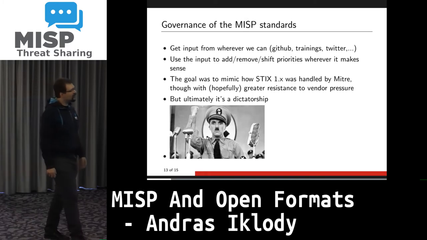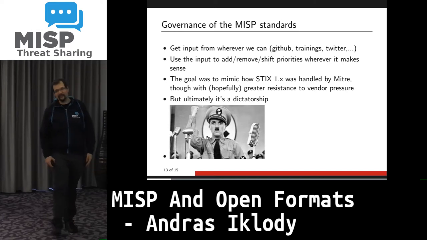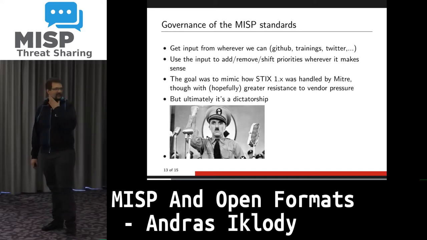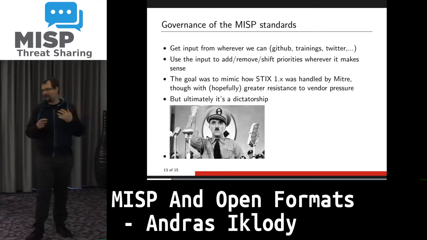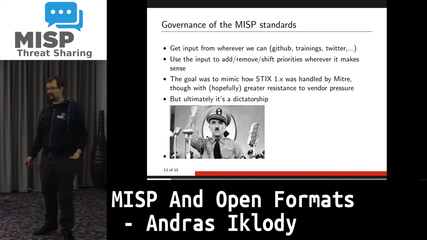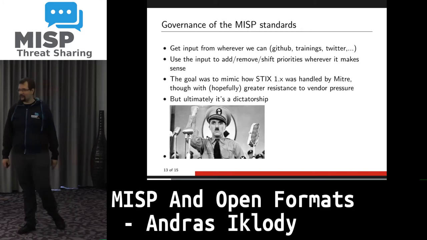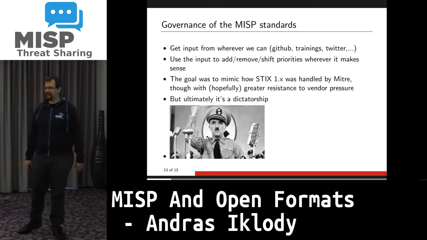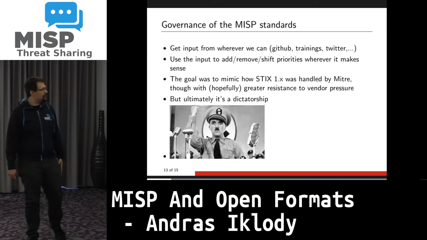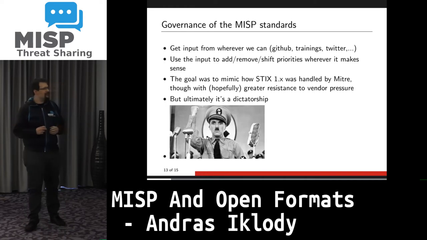So, a little bit about the governance of the MISP standard. Going back to the governance model that Alexander's already shown, we get input from all over the place. That can be GitHub, trainings, presentations, and where we get feedback. Twitter, we've gotten quite a few ideas on how to enhance our standard via Twitter. And what we do with this is we add, remove, and shift priorities based on what we think makes sense.